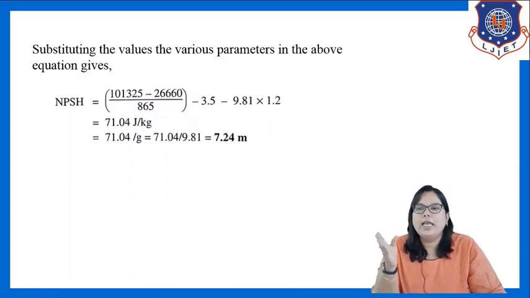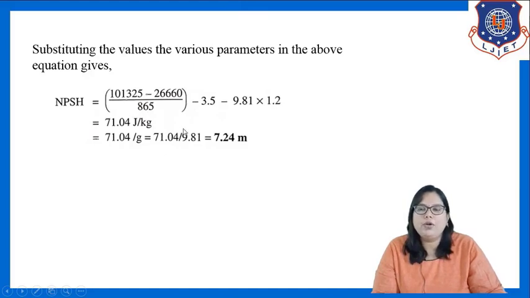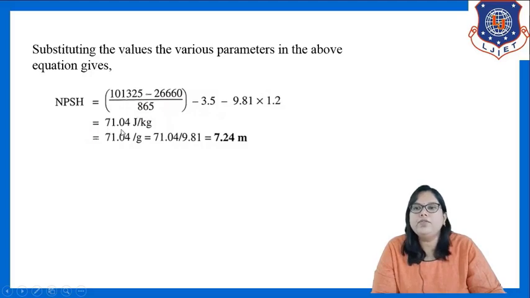NPSH is equal to, this is PA dash, which is 101325, minus PV, that is the vapor pressure of the liquid, which is 26660, upon rho, and the rho value is 865. Out of this bracket, minus the value of HFS, which is given as 3.5, minus g ZA, g is 9.81 into ZA, which is given as 1.2 meter. So putting all these values and doing this calculation, you get the value of NPSH equal to 71.04 joule per kg.